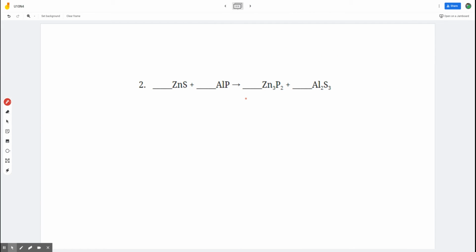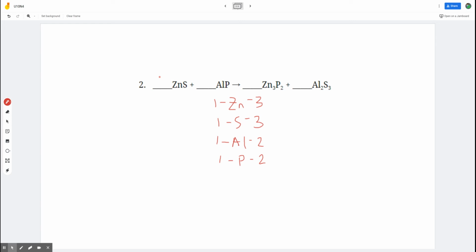In the next example here, no parentheses or polyatomic ions or anything, so we can just do our normal process. And we start by counting. On the left side, one of everything. And on the right side, zinc we have 3, phosphorus we have 2, aluminum we have 2, and sulfur we have 3. So now I'll just go element by element and try to balance them.